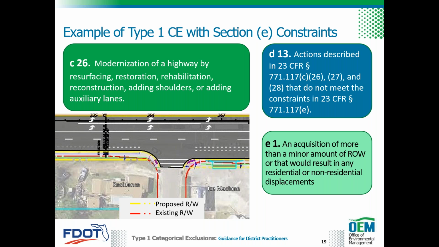Relocation will therefore be offered to the residents and the business. So acquisition that would result in displacement is one of the constraints in the E-list, and it is listed as E1. The district would then consult with OEM and most likely proceed with a D-List 13 Type 1 CE.